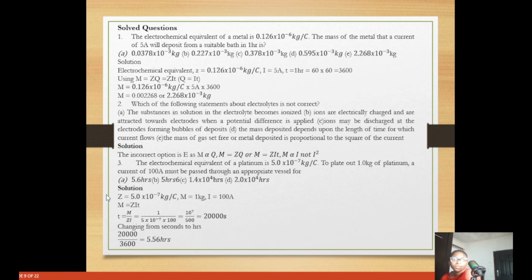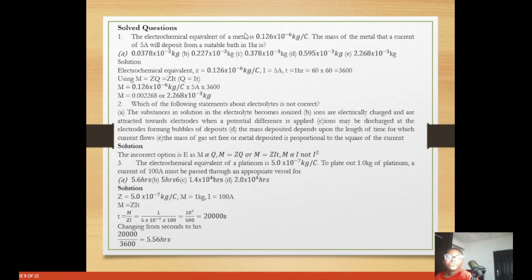So let's solve some questions. The first question says the electrochemical equivalent of a metal is 0.126 times 10 to the power minus 6 kg per coulomb, and that is our Z. The mass of the metal that a current of 5 ampere will deposit from a suitable bath in 1 hour is what? We're not given the mass, but we're given the current as 5 ampere and the time, 1 hour.